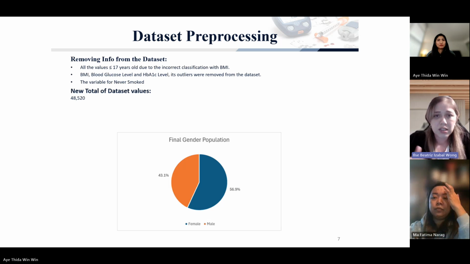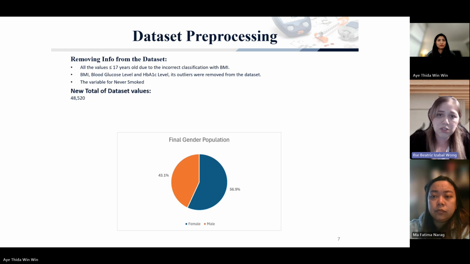This gave us a total of 48,520 new dataset values. And even with all of this reduction, we found that 56% of the dataset were females against males, meaning that females remain the larger group in this dataset. Next, please.